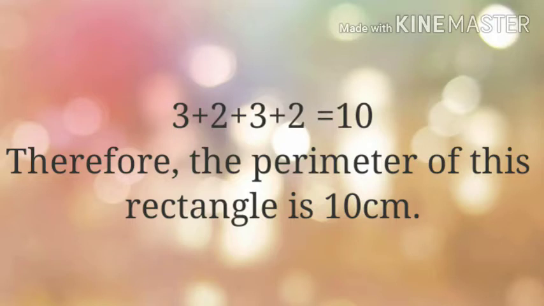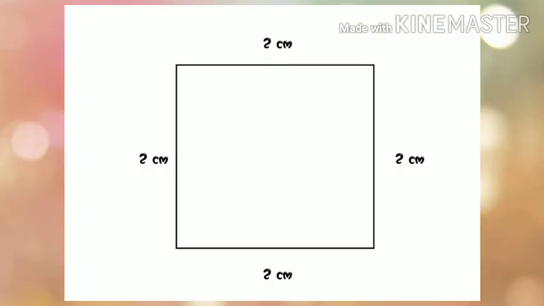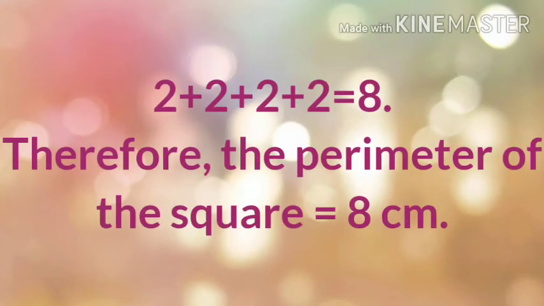Next, the figure alongside is a square and all of its sides are 2 cm long. Let us find the perimeter of the square. The perimeter of a square is the sum of the lengths of its four sides. 2 plus 2 plus 2 plus 2 is equal to 8. Therefore, the perimeter of the square is equal to 8 centimeters.